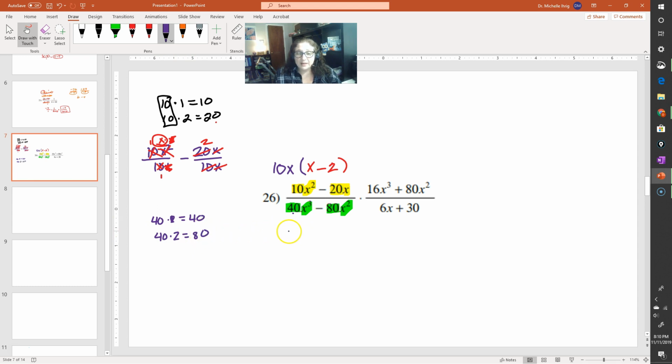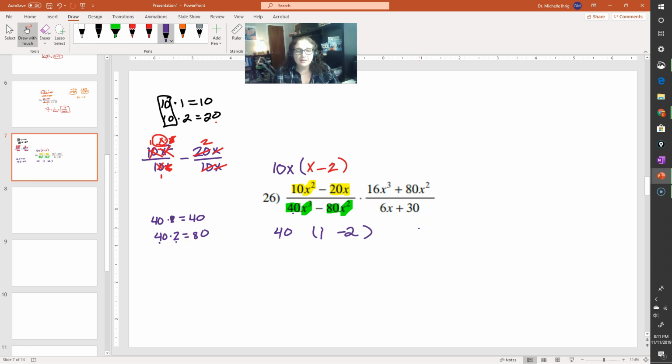So that means that I can just put my 40 outside. And since I know that 40 divided by 1 is 40, I can put an imaginary 1 here. The subtraction sign stays the same. Since I know 40 times 2 is 80, and here's my 40, I have to put a 2 here.